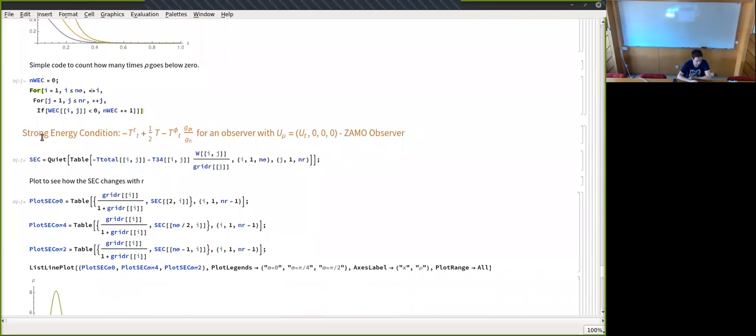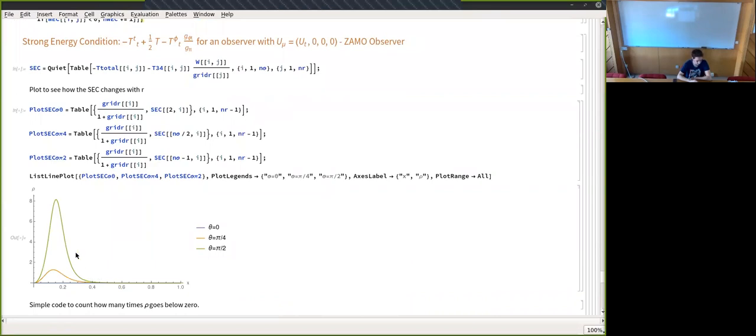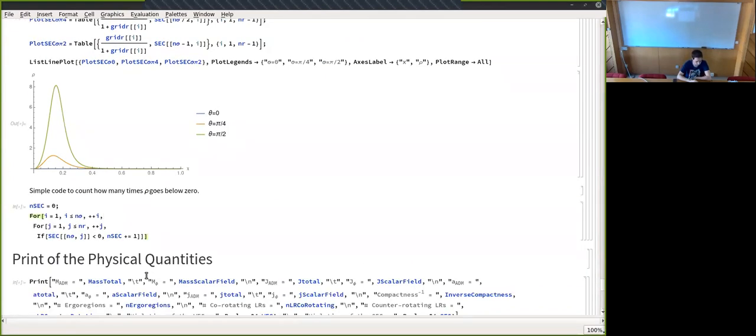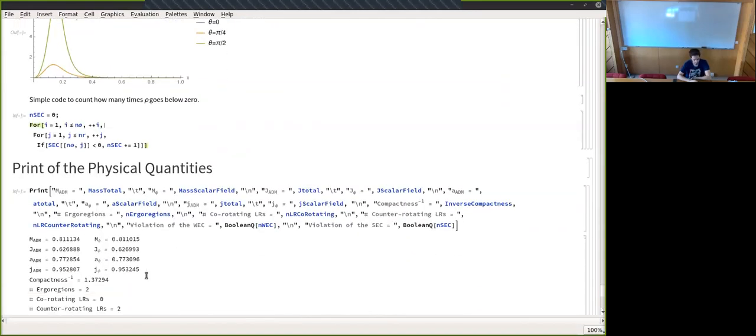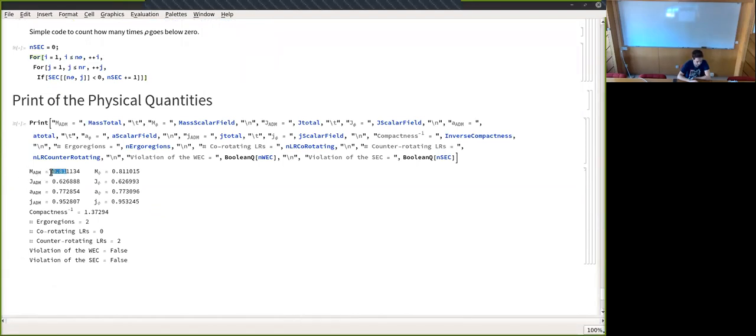Then, for the strong energy condition, you can do exactly the same. You can also do some plots, and again, you can see that it goes towards zero, but it doesn't appear to go below zero. And again, this small code is just to verify that. In the end, you can print everything that you obtained so far. For example, the ADM mass is this value, and the mass obtained by the combined integrals, as you can see, is similar. Not exactly the same, but very close. Then the angular momentum is basically the same, and the other quantities as well.